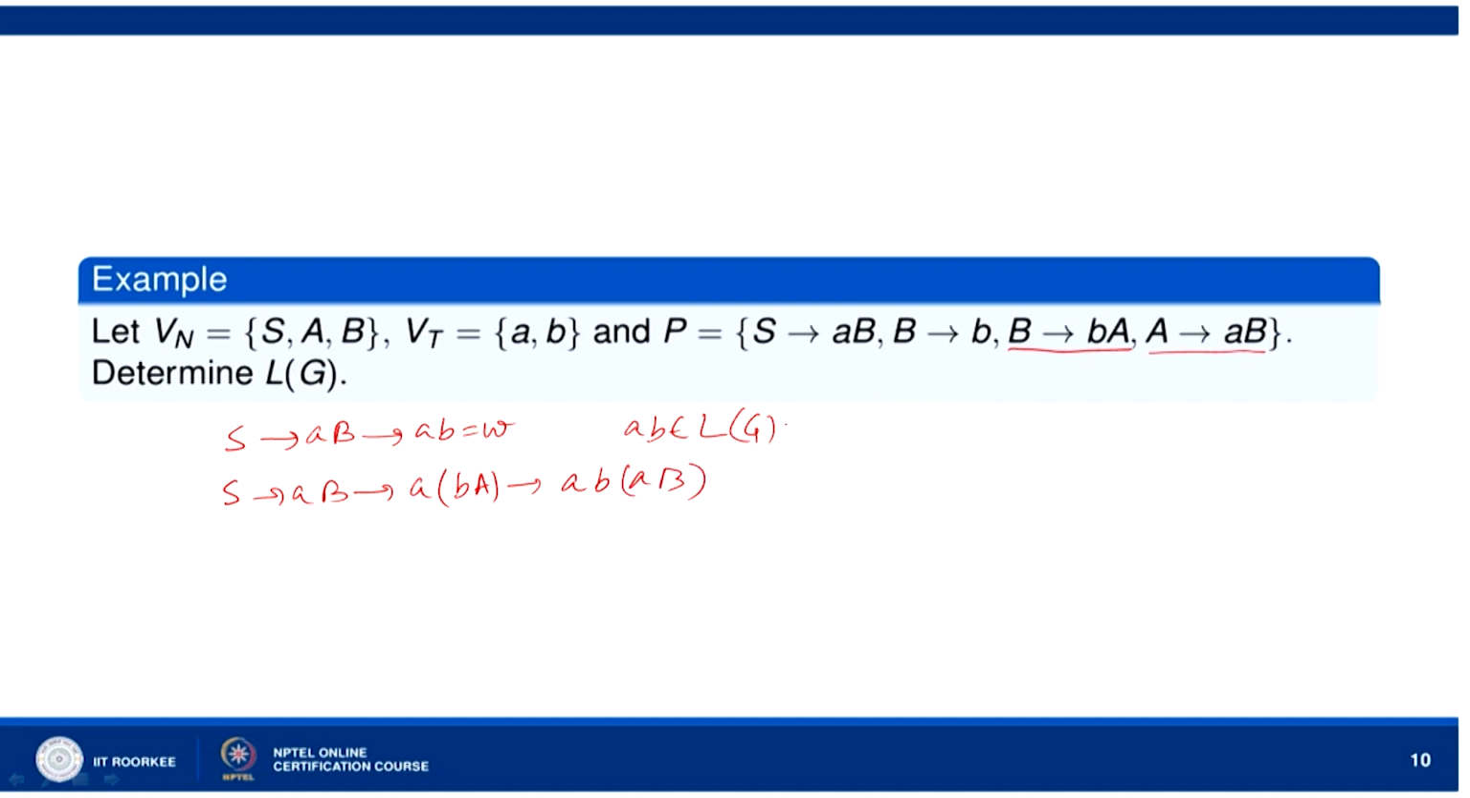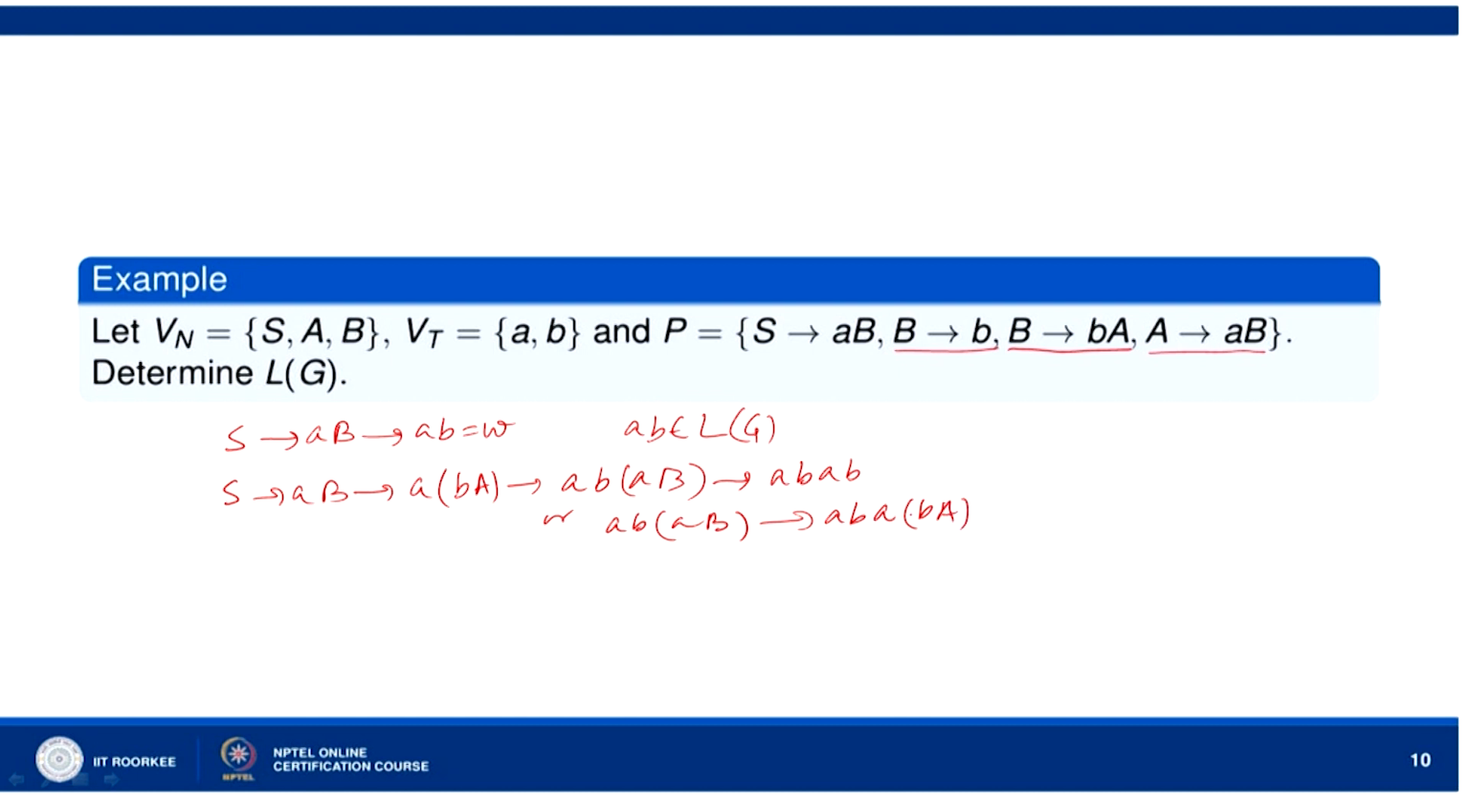Now, if I use this production rule B goes to B, then what will I get? A B A B. So, by taking B goes to B, I will end up with A B A B. If I do not do that, from here I can also do A B A B. If I do not use this production rule and use this one instead, then what will I get? A B A, B goes to B A.